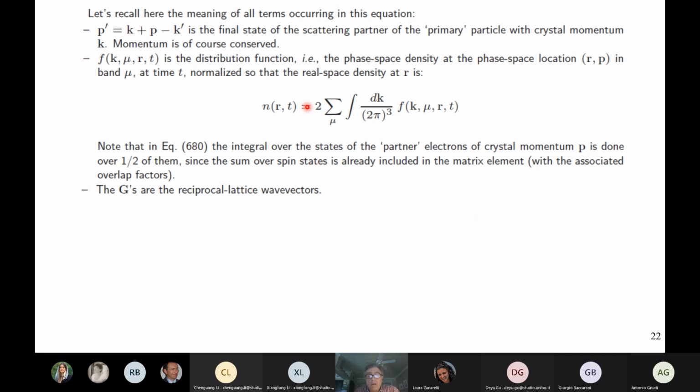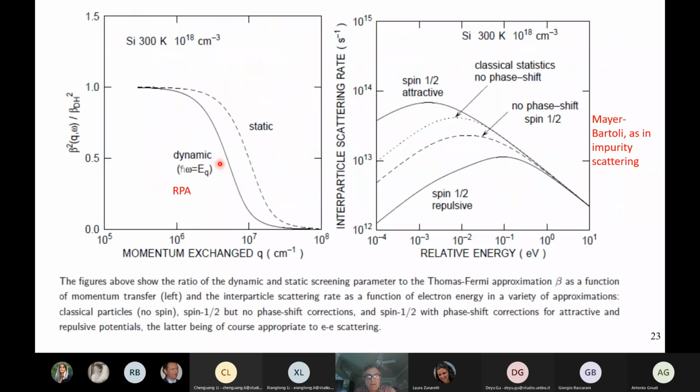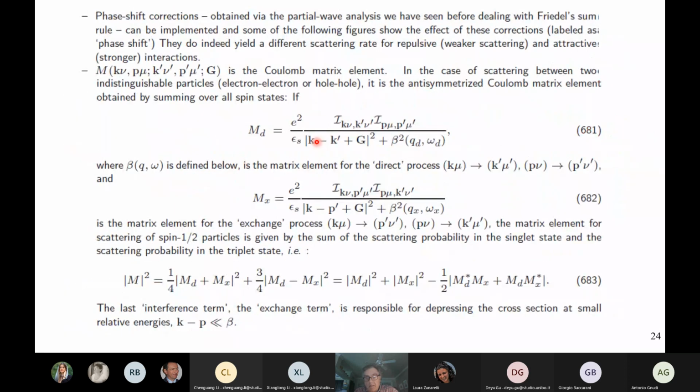Sometimes this is normalized to 1 or 2 if you include the spin. But we'll assume that summing over all possible crystal momentum of all electrons and summing over all the bands just gives me the total electron density at position r at time t. Okay. Again, the g's, which I have not considered here, that I should assume here, are reciprocal states, vectors of a reciprocal lattice.